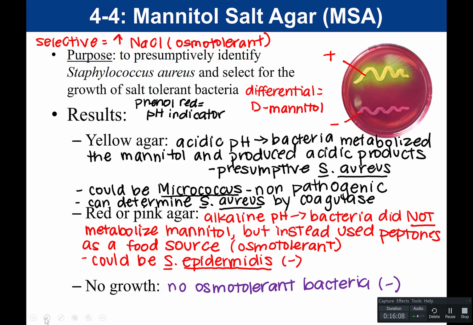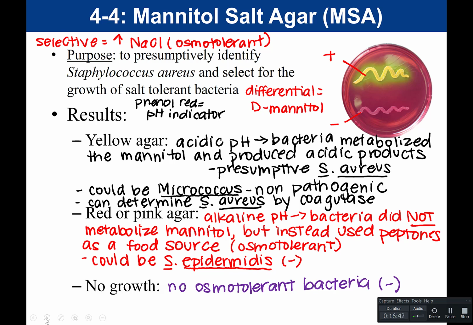Red or pink agar, right? So if the agar is pink, that tells us that it's an alkaline pH. Bacteria did not metabolize the mannitol, but instead used peptones as a food source, right? And products of peptone metabolism are going to be alkaline. They're going to raise the pH, and the agar is going to be pink. It is osmotolerant because it grew, but it did not ferment the mannitol. And so that is likely Staph epidermidis, right?